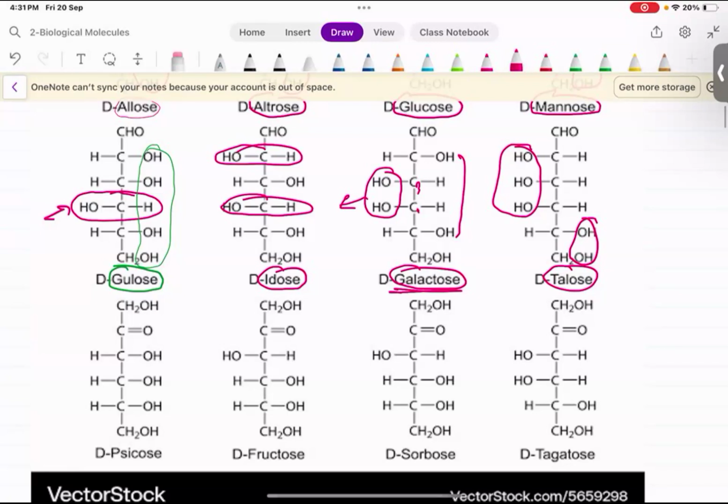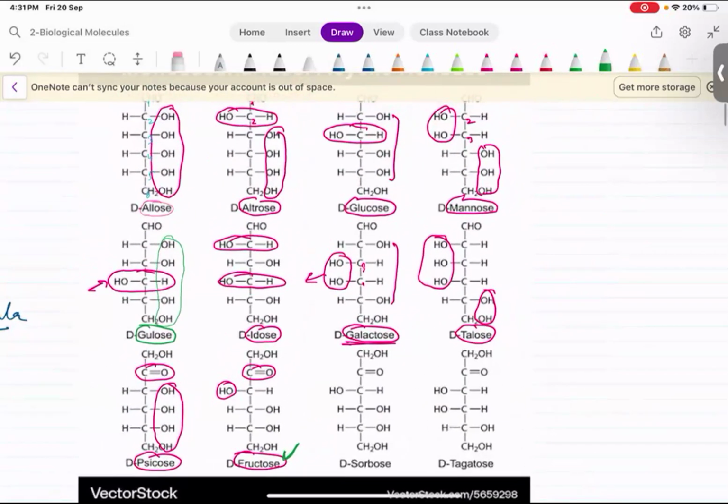If there are all of them on the right side, but there is a double bonded oxygen here, then it is psicose. If the third one is on the left side and there is a double bonded oxygen with carbon number 2, then it is fructose. So we have this fructose in our syllabus. We have this fructose, and we have this glucose.